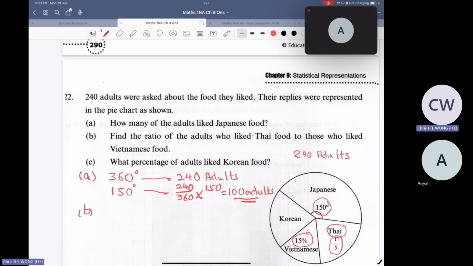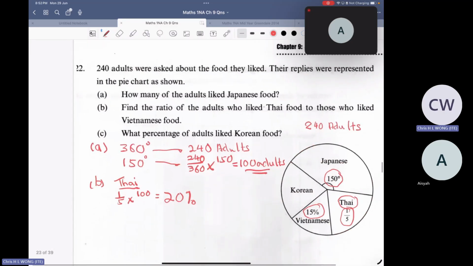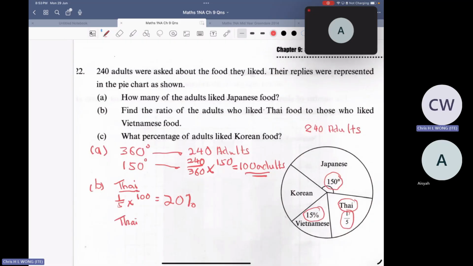B, you are supposed to find the ratio between Thai and Vietnamese. Since Vietnamese is in percent, I will use the 1/5 of 100%. What is 1/5 of 100%? So Thai, what is 1/5 of 100%? It gives you 20%. All you need to do is find the ratio between Thai and Vietnamese, right? So ratio, Thai, Vietnamese.